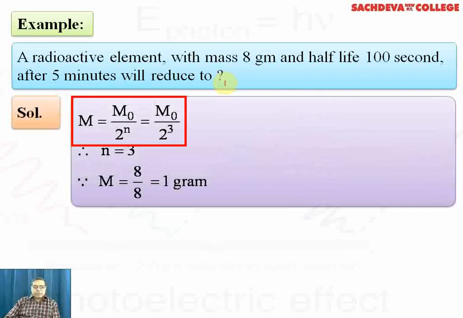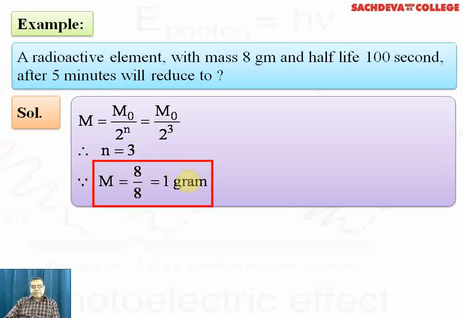So M is equal to M naught over 2 to the power n, as I have explained earlier in the formula. It will be M naught over 2 to the power 3, because 8 can be written in the form of an exponent. So we find that in the equation, bases are same in the denominator, so the exponents will be equal, so n is equal to 3. M is equal to 8 by 8, that is 1 gram. So n is 3 and amount is given to us as 8 grams. So 2 to the power 3 is 8, so it is 8 by 8 grams, that is 1 gram.